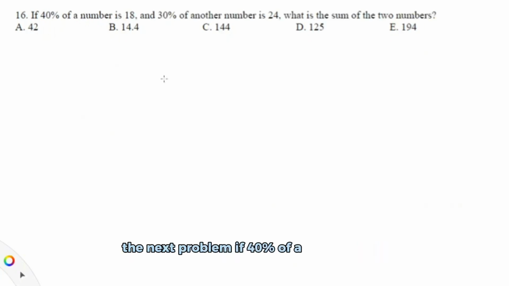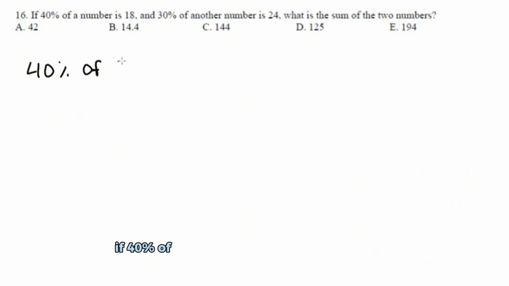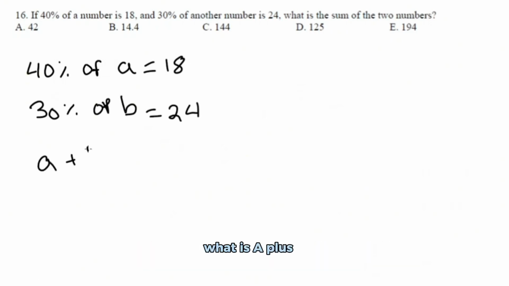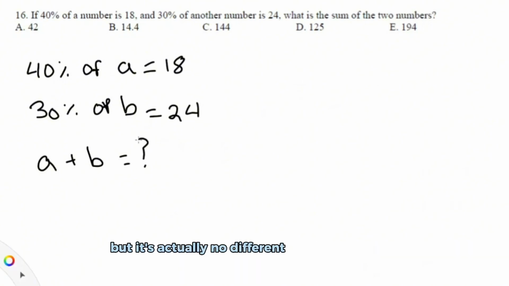If 40% of a number is 18 and 30% of another number is 24, what is the sum of the two numbers? All right, so what this problem is saying is if 40% of A equals 18 and 30% of B equals 24, what is A plus B? So this might seem like a pretty hard problem, but it's actually no different than the problem we did before this, because all we have to do is figure out what A is and figure out what B is and just add them up. That's the extra step, just adding.